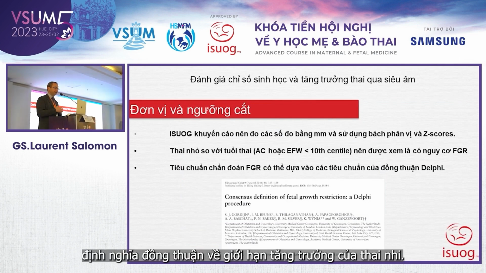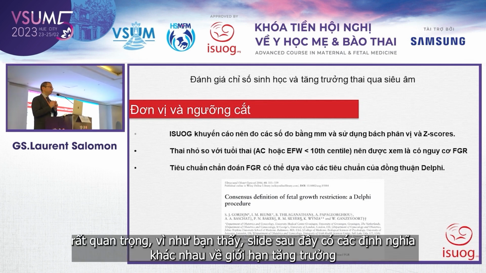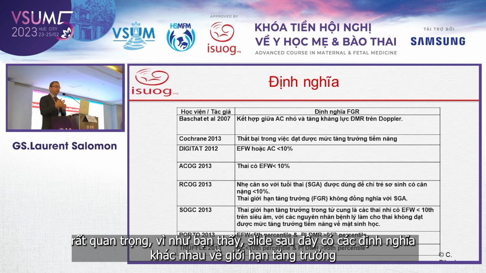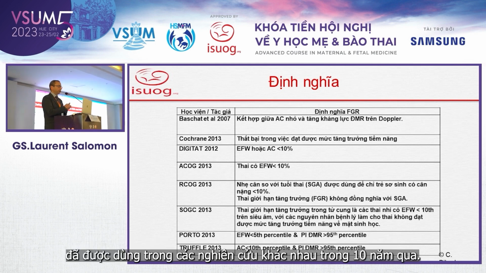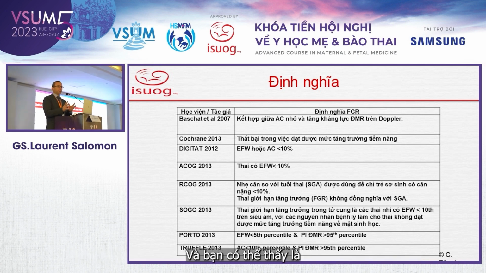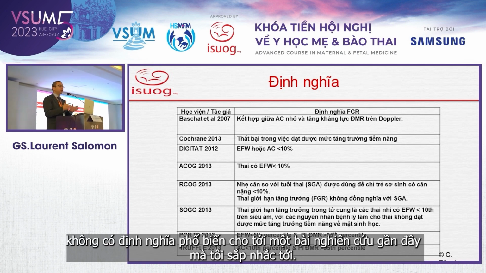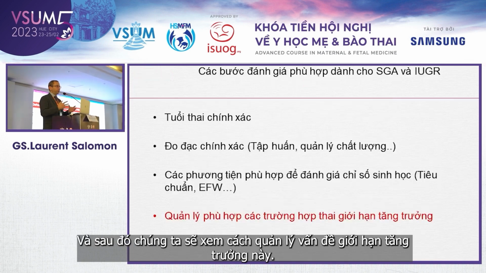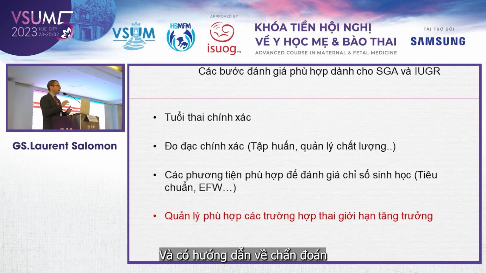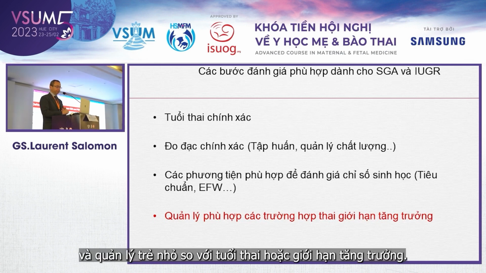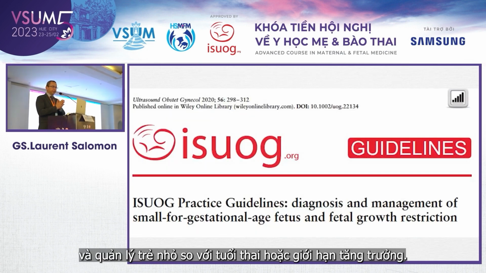The consensus definition of fetal growth restriction, that is very important, because just to illustrate what I'm saying, this is a slide where you can see different growth restriction definitions that were used in different studies over the past 10 years. And you can see that there is no common definition of growth restriction until that recent paper that I want to comment on. And then we will see how to manage this problem of growth restriction. And there is a guideline now from ISUOG about the diagnosis and management of smallness and growth restricted babies.